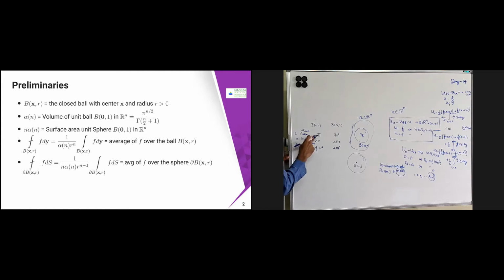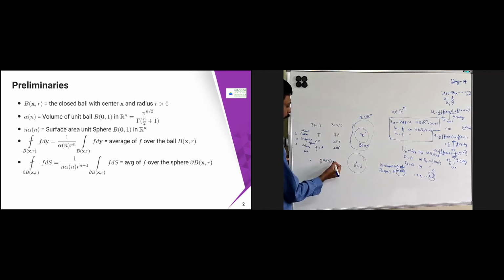See, if I say pi r square, automatically the surface area becomes 2 pi r. Means suppose alpha n is my volume, then what is going to be the surface area? You just multiply this one by n and divide by r, and you will get the surface area. Now in the case of B of 0, 1, this r is 1. Therefore, you will always get n times alpha n.